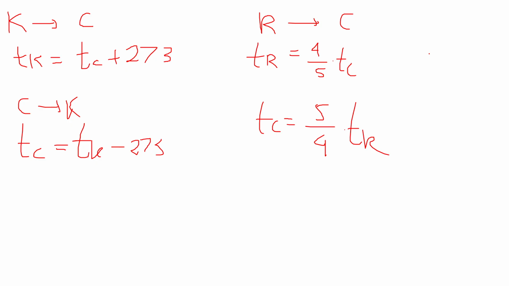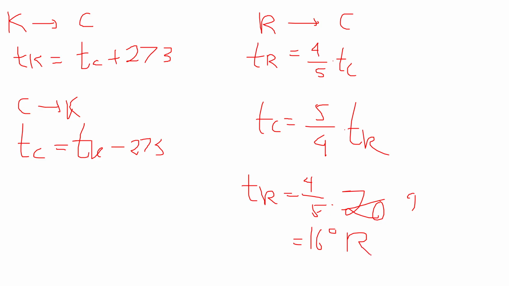So let's see here. Let's say I have 20 Celsius. How many Réaumur is that? Well, TR is equal to 4/5 of 20 Celsius. This becomes 4, so it's 16. 16 degrees Réaumur. Let's check. 20 Celsius to Réaumur. It's 16! Yes, sir! And that's all of the temperature scales, really.